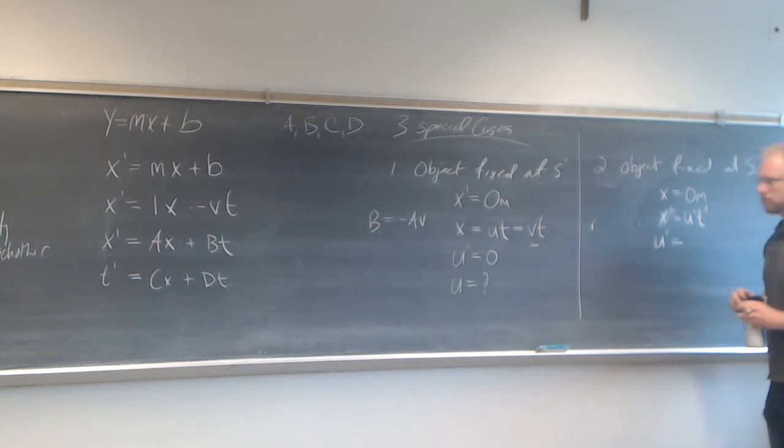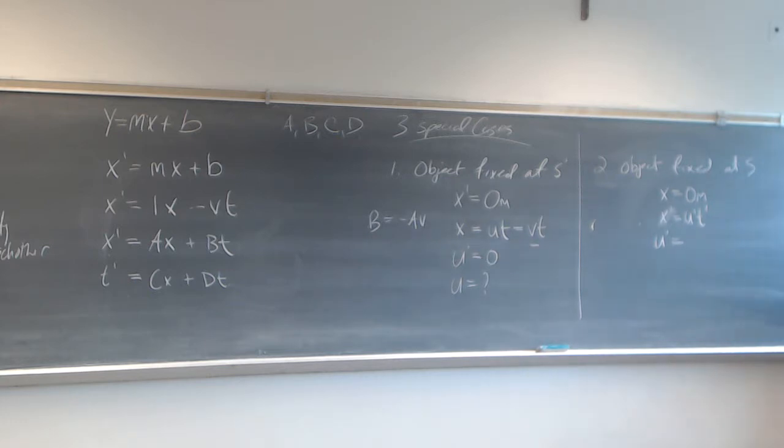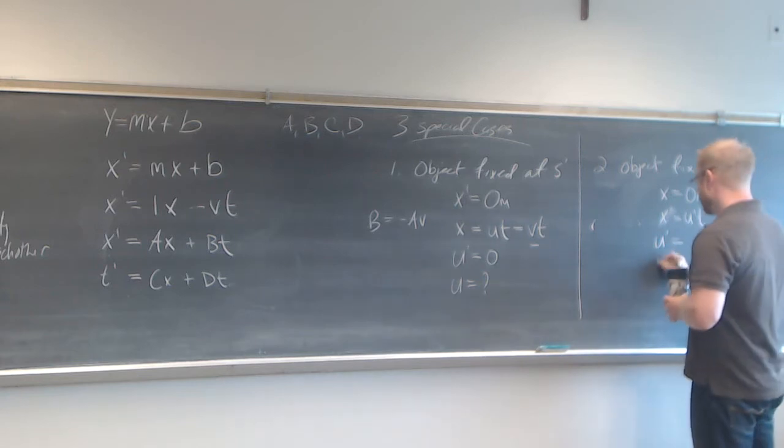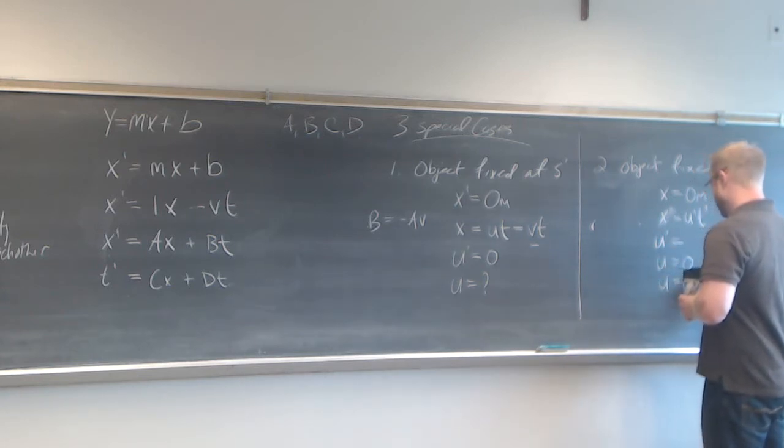Alright, so what is u prime going to be equal to? Drew, you got this. Over there on the left side we've got an equation for the classical transformation: u prime is equal to u minus v. So, an object is fixed at s, what am I going to say u prime is equal to? Yeah, because u is equal to 0. That's the other thing we know. If x is equal to 0 here, u has to be equal to 0. So u prime is going to be equal to negative v.